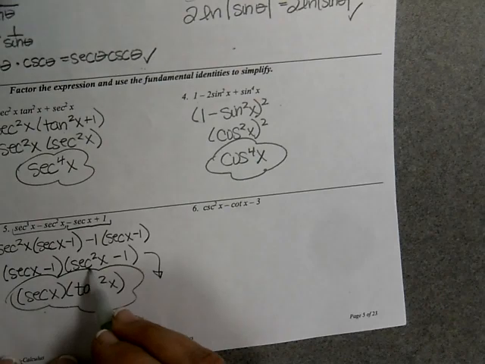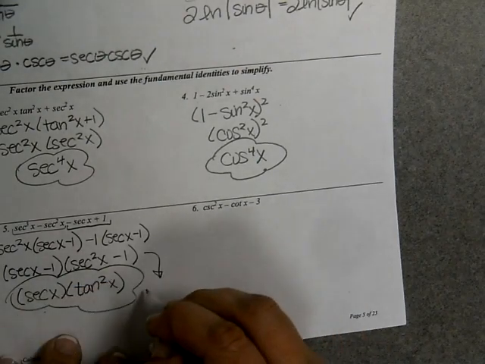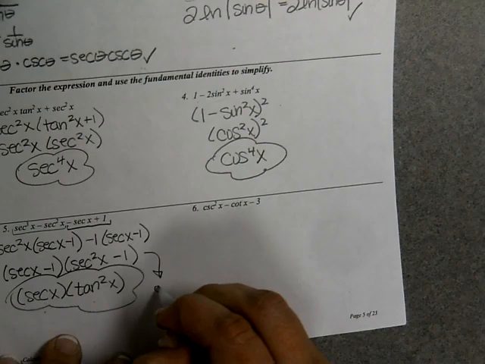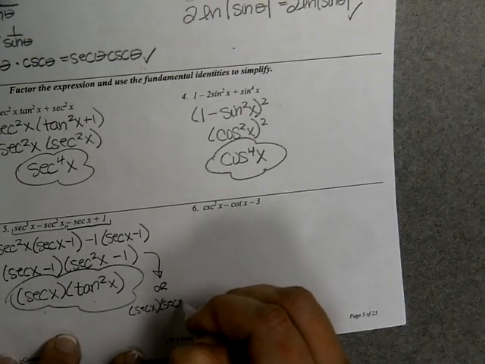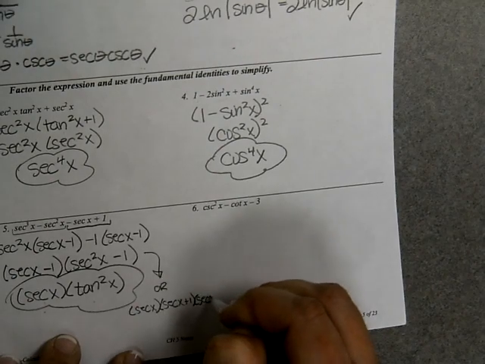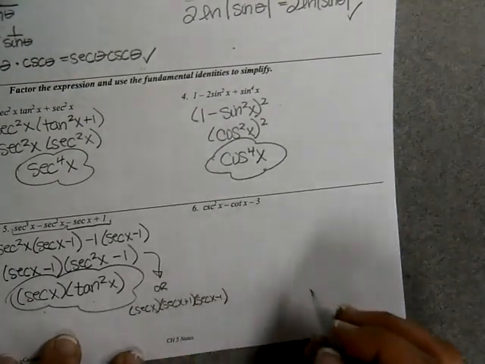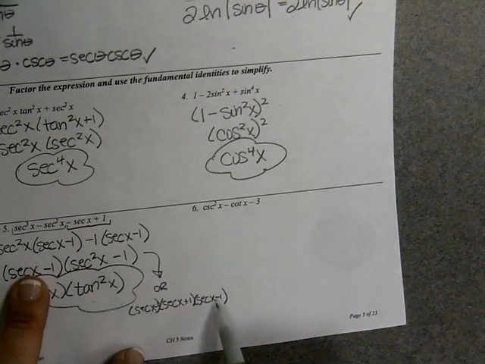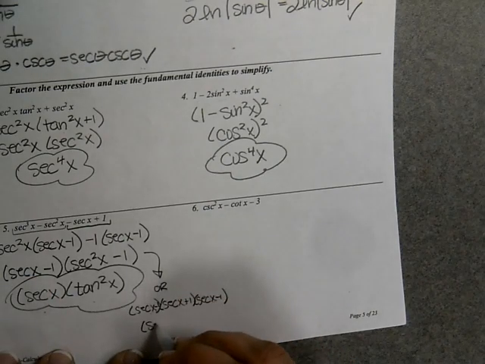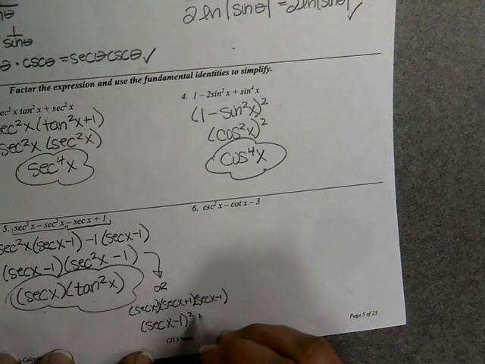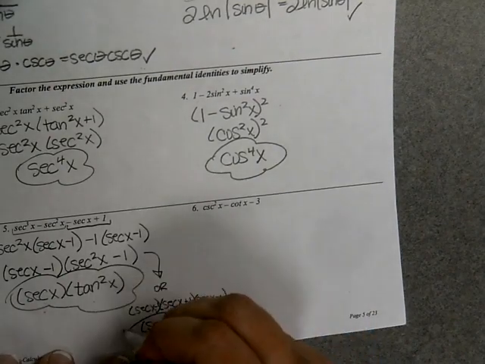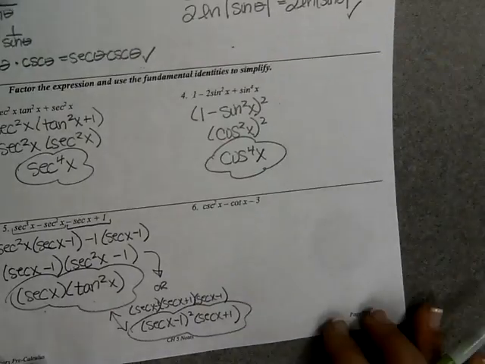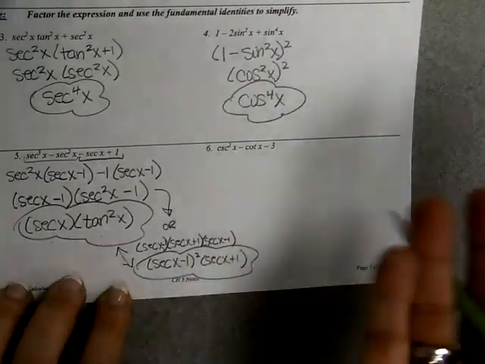Maybe you guys saw that secant squared x minus 1, maybe instead you guys wanted to write that as secant x plus 1 times secant x minus 1. And then notice that we have this repeated factor. So you could rewrite that as secant x minus 1 squared times secant x plus 1. So that's another possibility. It just kind of depends on your personal preference. But that's another option also.